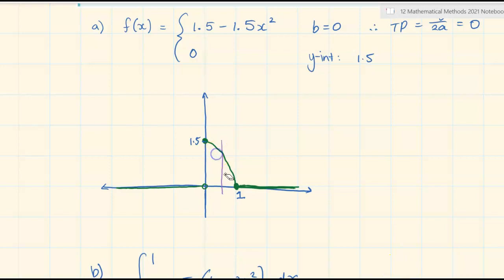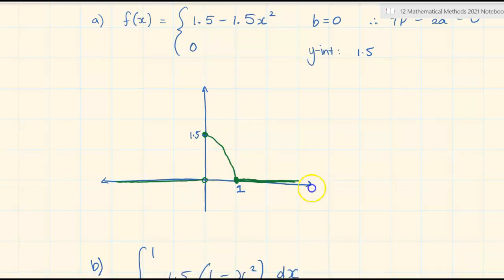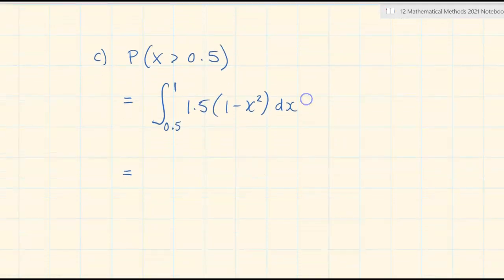Okay, we can see that the whole area is 1, so if I am splitting that in half based on my x value, this area to the right is going to be a little less than a half. So 0.3 is a good guess. Let's go ahead and find it.